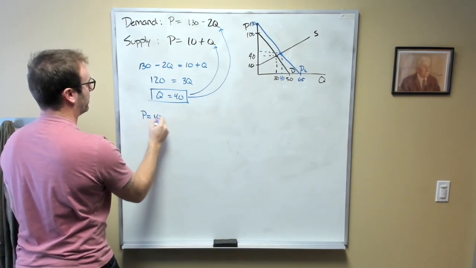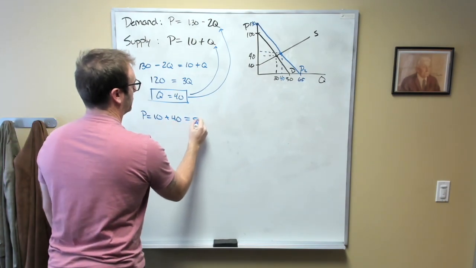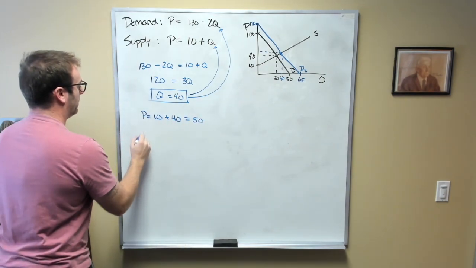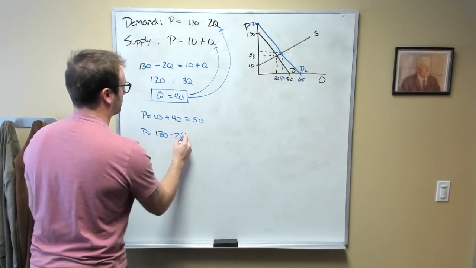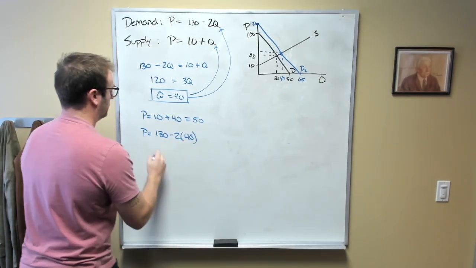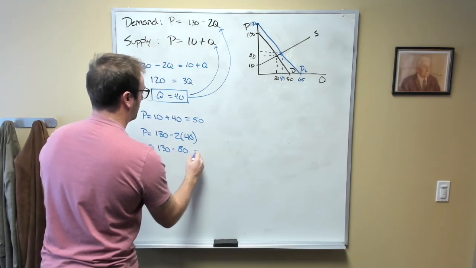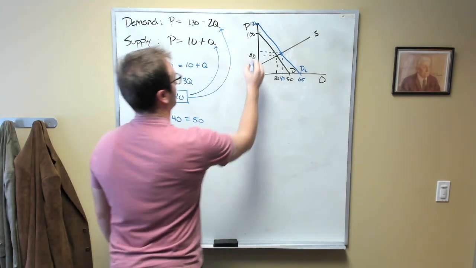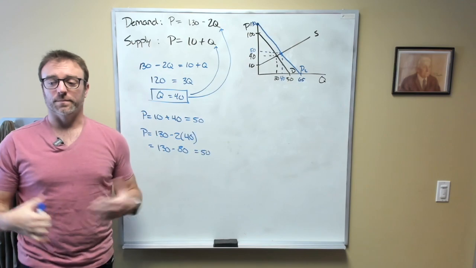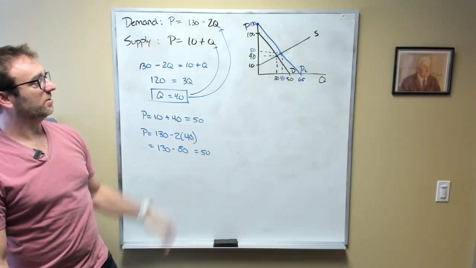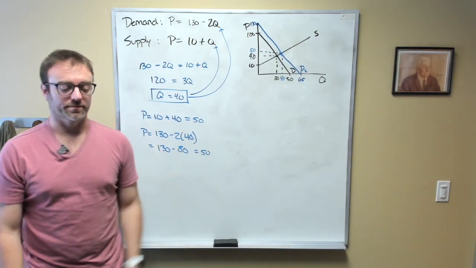P is equal to 10 plus the quantity. In this case, it's 40, and that's equal to 50. And for the demand equation, P is equal to 130 minus 2 times the quantity 40, which is equal to 130 minus 80, which is also equal to 50. So we can be fairly confident that the equilibrium price in this example is going to be 50, and the equilibrium quantity is going to be 40.